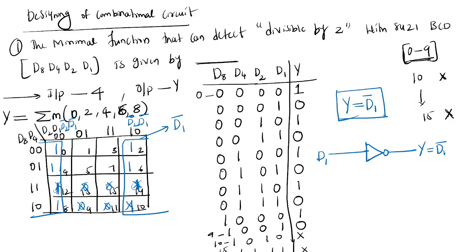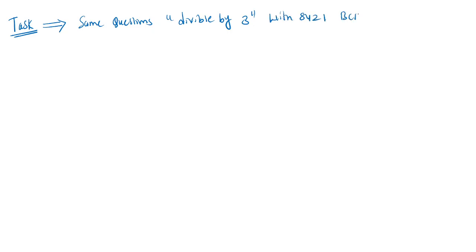Shall I move forward? Yeah, sir, move forward. Okay, your task is the same question. You need to design the minimal function that can detect divisible by 3 with 8421 BCD code. So what is my BCD code? D8, D4, D2 and D1.